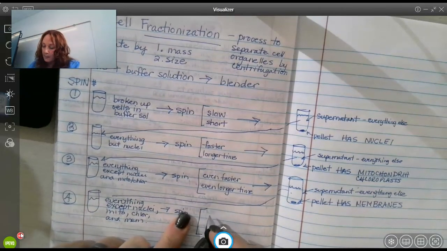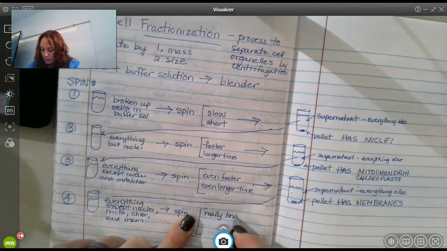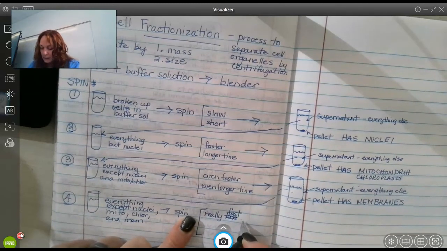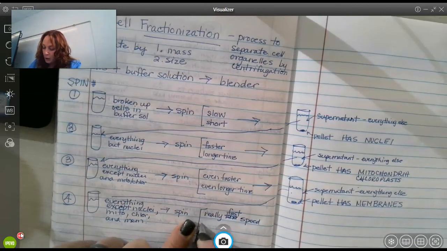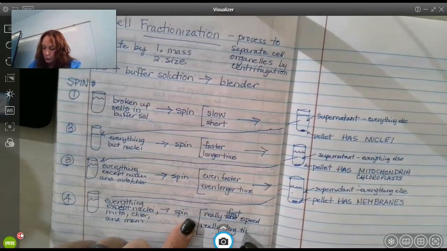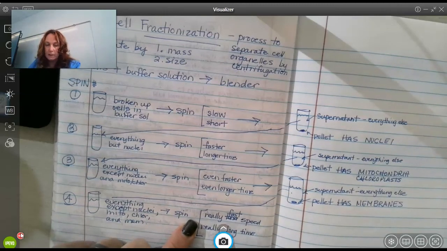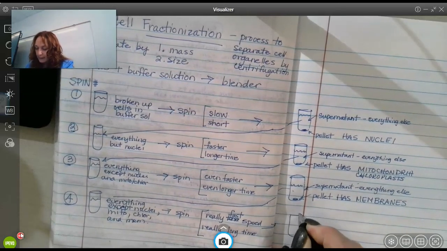So it's going to be a really long, now let's go with really fast. A really fast speed. And it's going to go for a really long time. So you're going to spin ridiculously fast, and you're going to let it go forever. Like it feels like forever. When you're done, you always get the same thing.